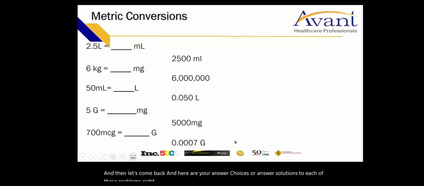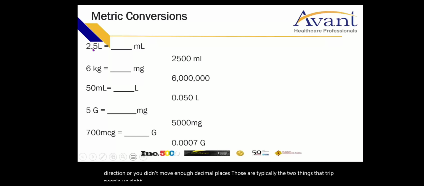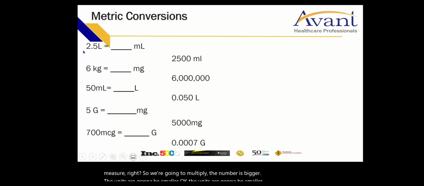So if you didn't get these, then that means you went either in the wrong direction or you didn't move enough decimal places. Those are typically the 2 things that trip people up, right? Remember, we're going to go from a larger unit of measure to a smaller unit of measure, so we're going to multiply. The units are going to be smaller, so my number is going to be bigger. So 2.5 becomes 2,500. Here, my unit is going to be smaller, so the number I get needs to be bigger.